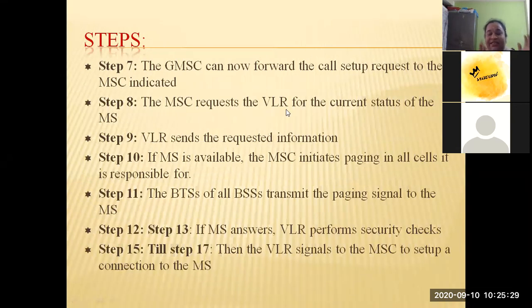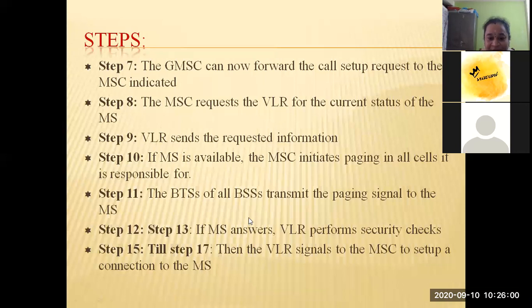The same procedure that happened on the home station or the source station now happens on the corresponding receiving station. All those will be happening on the receiver side. The VLR sends the requested information. If the MSC is available, the MSC initiates paging to get connected with the corresponding home station or the source station, and the BTSs of all BSSs transmit the paging signal to the MS to identify which BSS contains the corresponding MS.